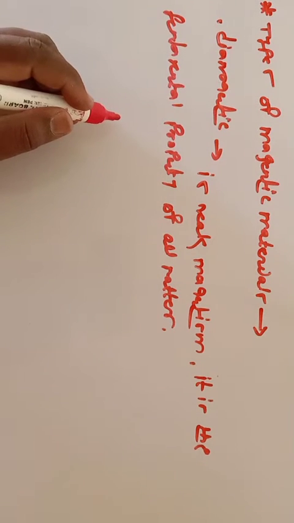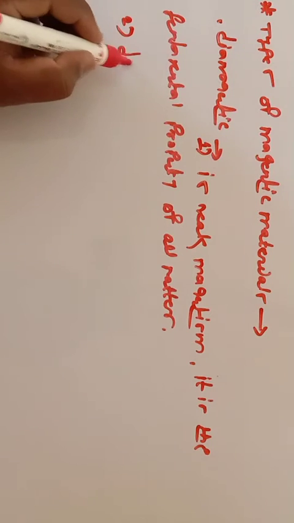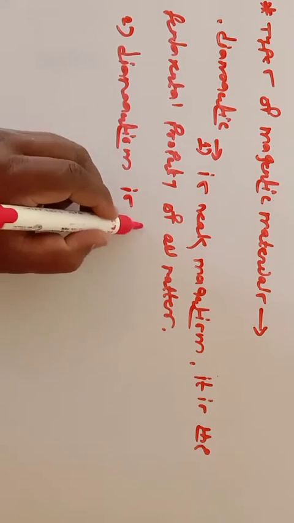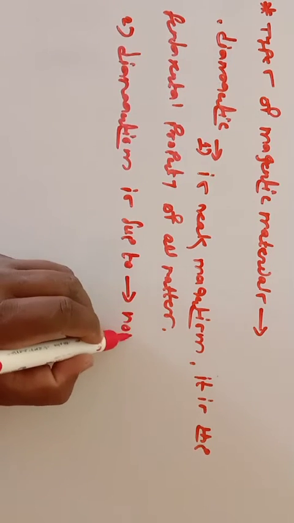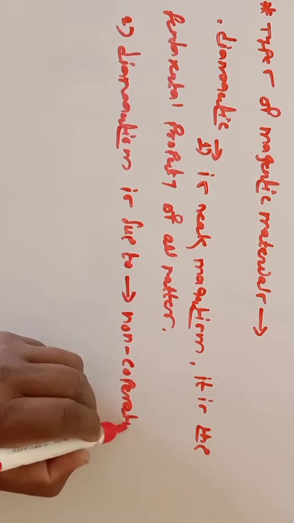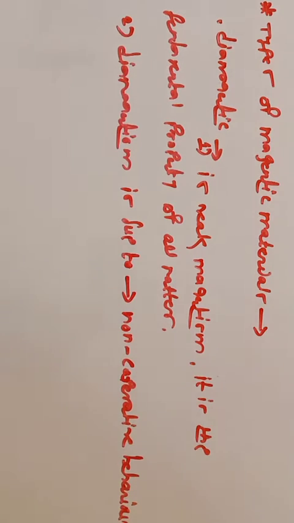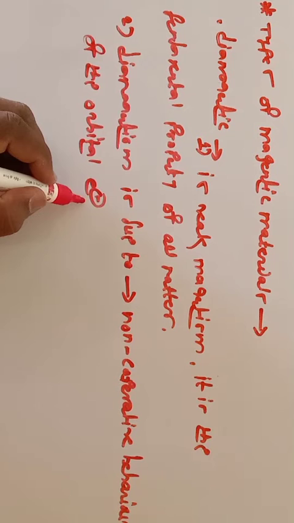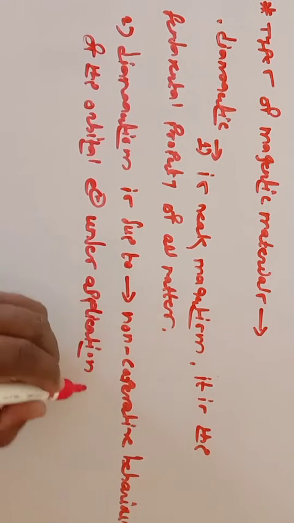Diamagnetism is due to the non-cooperative behavior of the orbital electrons under application of external magnetic field.